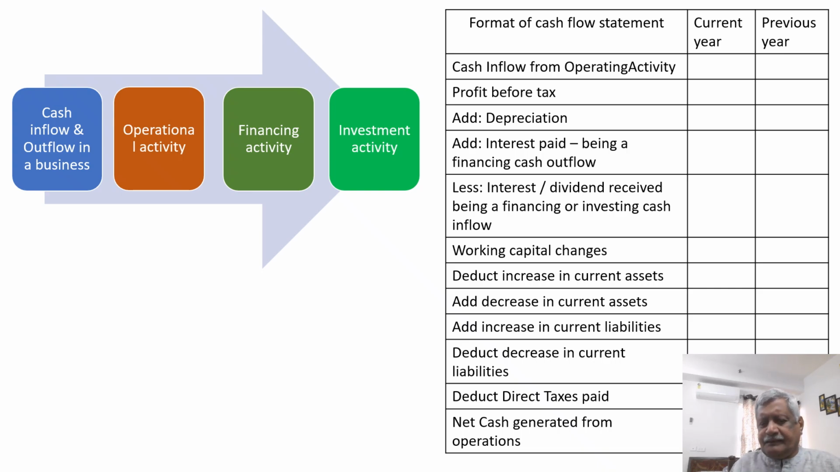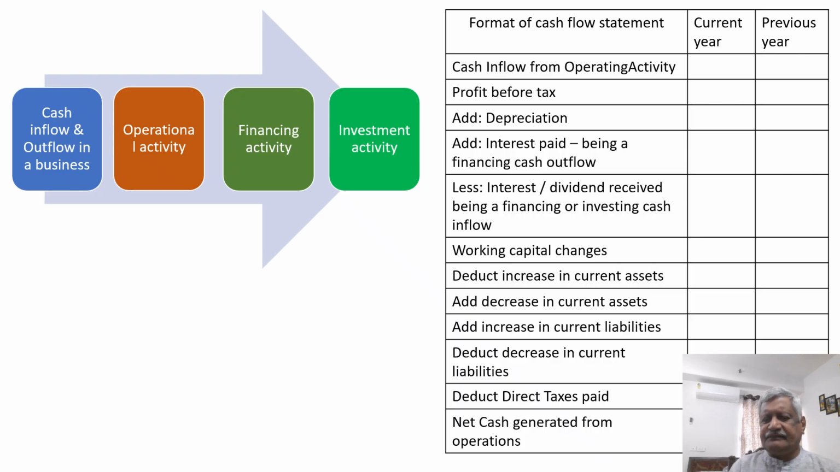For example, the business has kept some deposit with the bank and earned some interest. So it is a financing cash inflow. Suppose the business has invested a certain amount in the shares of a company, it receives dividend on that, and the dividend received appears as other income, but that is a cash inflow due to investing activity.